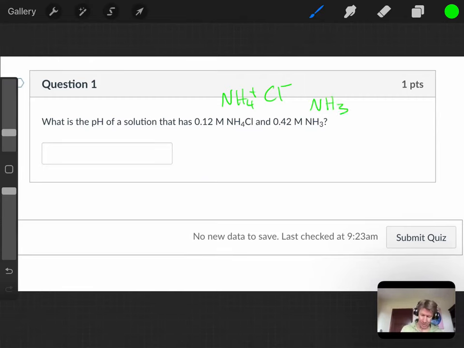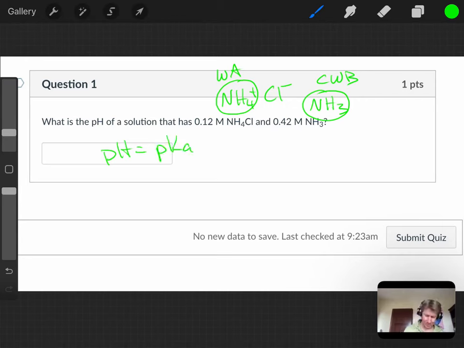We've got our NH3, and then right here, we have our conjugate pair of weak acid and conjugate weak base, which means we have a buffer. And how do we solve all buffer problems for pH? We use the Henderson-Hasselbalch equation, which is pH equals pKa plus log of, and here we can have either molarity or moles. We have molarity this time, so I'm going to have molarity of my conjugate weak base over my molarity of my weak acid.